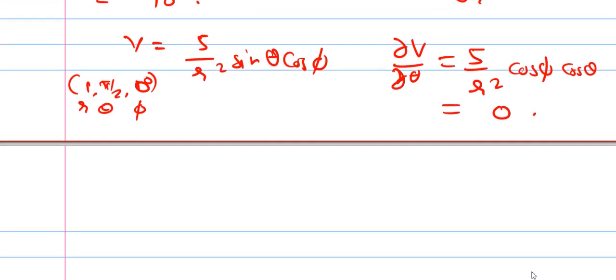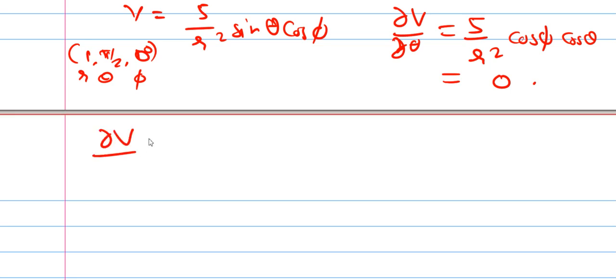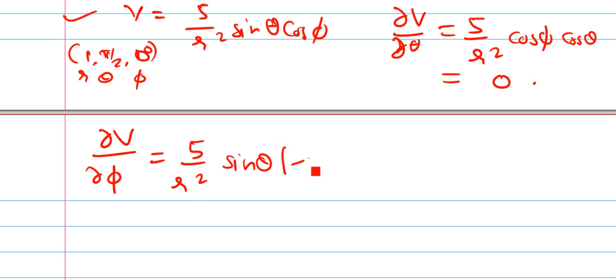Now we will calculate ∂V/∂phi. So V is available here, find out ∂V/∂phi. So 5 by r square is constant, sin theta is constant, because we are differentiating with respect to phi, and the derivative of cos phi is minus sin phi. Now substitute the coordinates, 1, pi by 2, 0: r is 1, theta is pi by 2, phi is 0. Substitute this, so 5 by 1, sin pi by 2 is 1, but sin 0 is 0. So its answer comes out as 0.